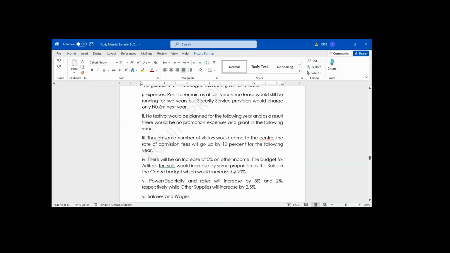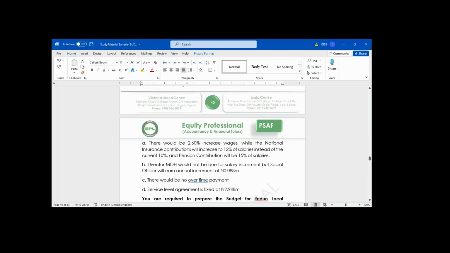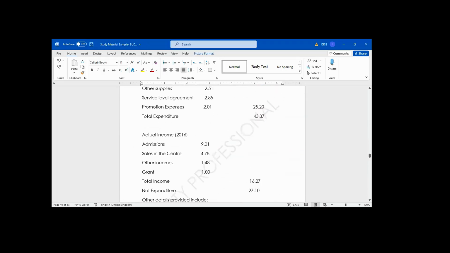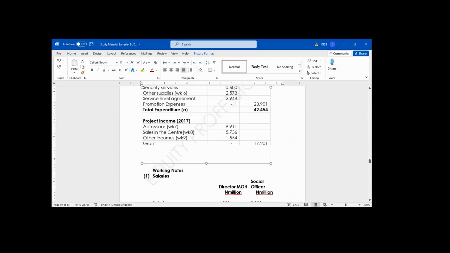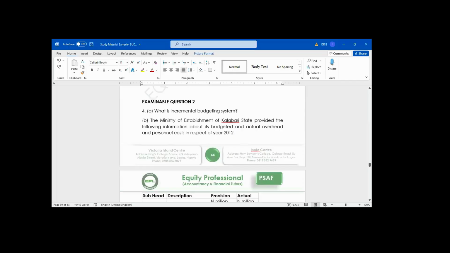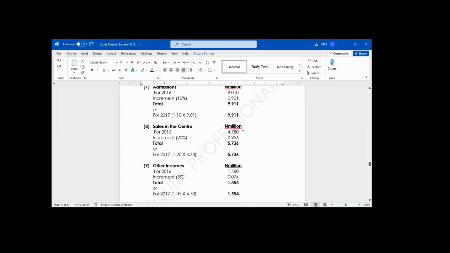On admission income, what is the note that will affect the income on admission? Note 3. Admission is going to go up by what percentage? 10%. Last year admission income is how much? 9.01. 10% of 9.01 will give us 9.911.